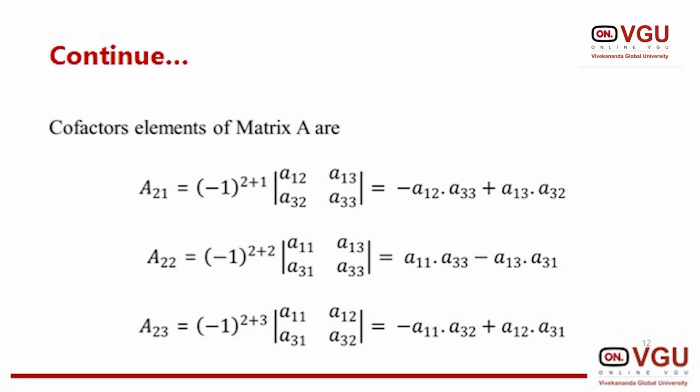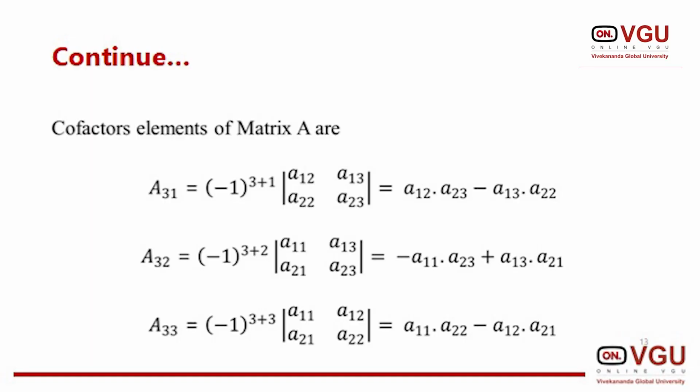So in the second row, the first element is negative, then positive because 2 plus 2 is 4, then the third is again negative because 2 plus 3 is odd. Coming to the third row, 3,1 is positive, then 3,2 is negative, then 3,3 is positive. This way we can write the cofactors of a determinant.